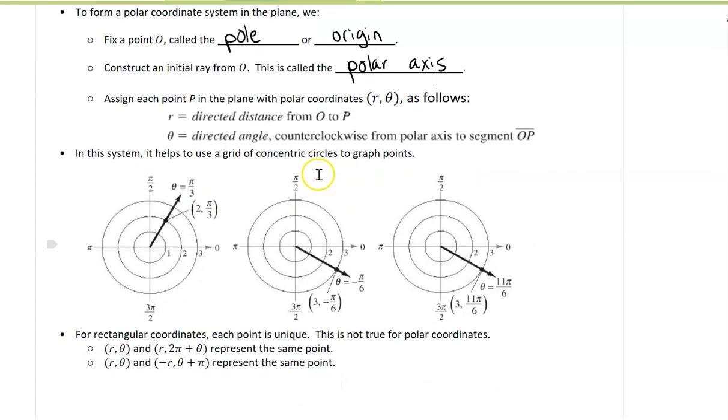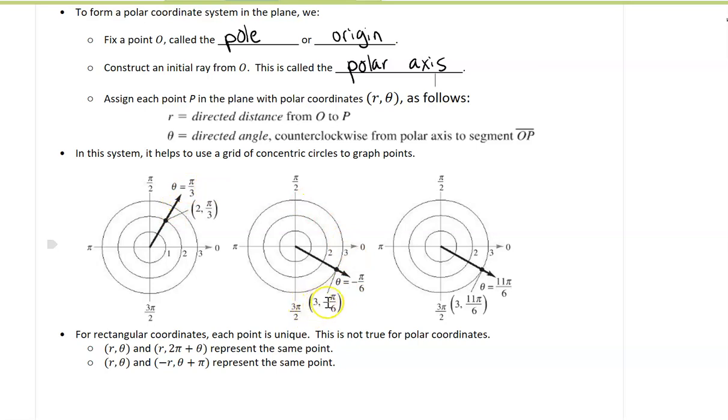Now in this system, it can help to use a grid of concentric circles to graph points instead of rectangles, because you can count out the r distance pretty easily that way. So for example, this point would be (2, π/3), and the order matters: r always comes first, (r, θ). So you would count up to the angle π/3, and then along that line you would count 2 units using the circular grid here.